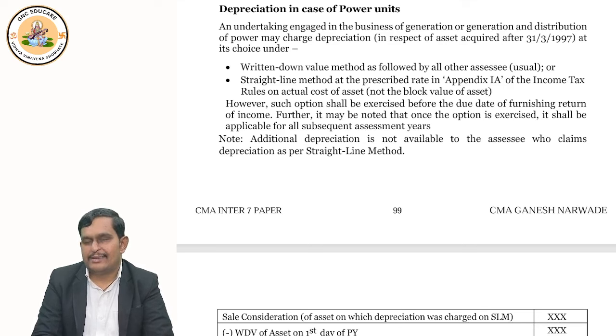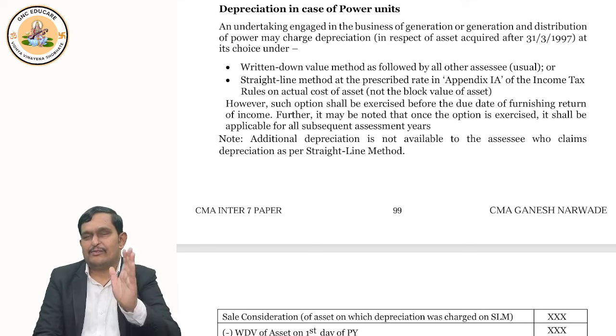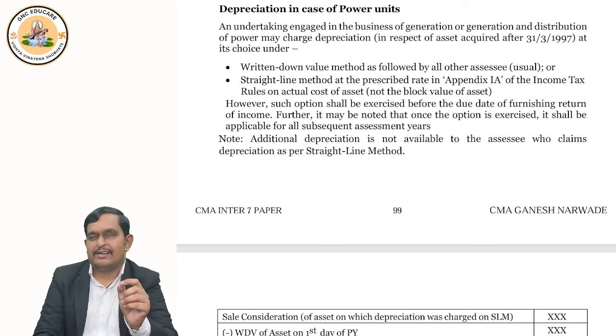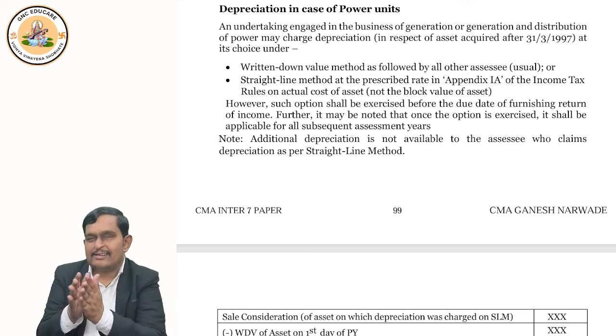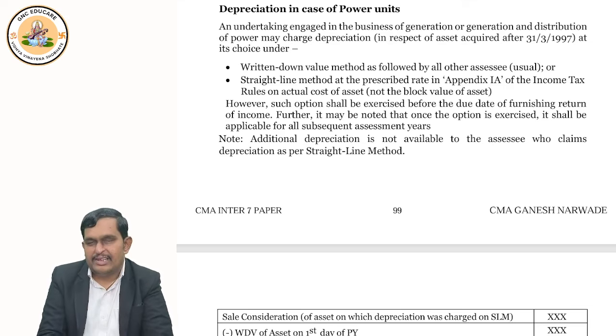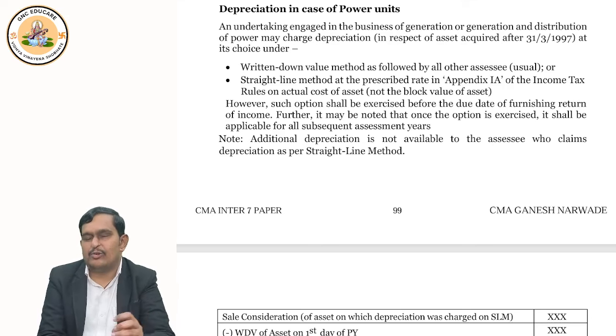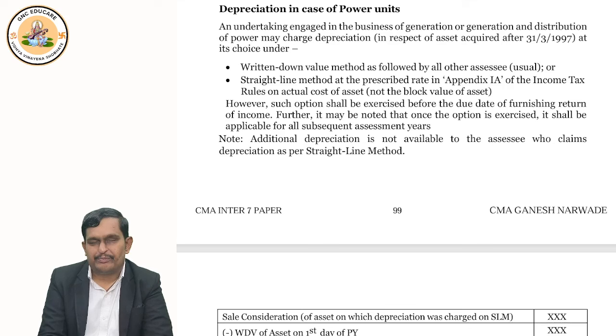So if it is a tangible asset, they decide, but when should they decide? Before filing return. When a new asset is purchased, they'll file the return after that, and every year they will file. So before filing return or at the time of filing return, they should decide that for this asset we want to follow WDV. Then in the lifetime of that asset, they should follow WDV only. If they decide they want to follow straight line, during the lifetime of the asset, straight line only. This way power generating units have to do.